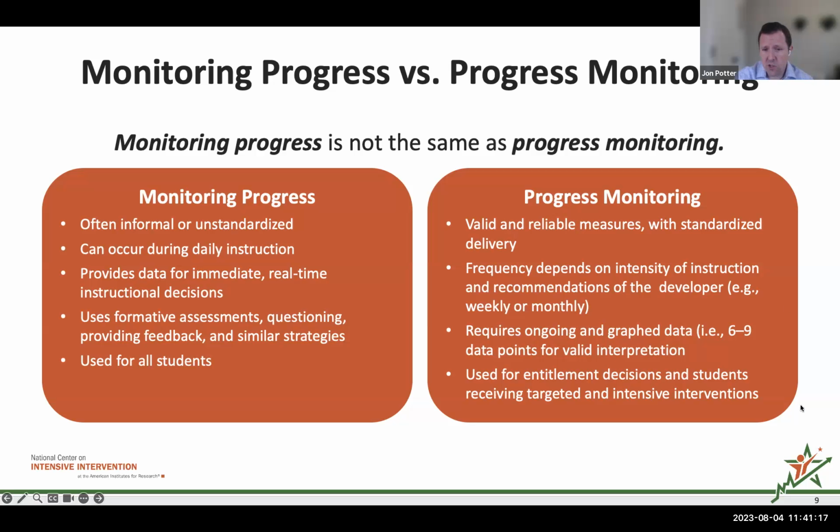Progress monitoring is also going to be used for entitlement decisions for students receiving targeted intensive intervention. So that idea of, we want to know if our kids are responsive to the interventions. In many states, that's one way that we identify kids for disabilities, is looking at that response to particular interventions that we are providing for them. So it can also be used for that. But overall, progress monitoring is more standardized administration, reliable, valid measures. Monitoring progress is more informal, unstandardized check-ins with kids.